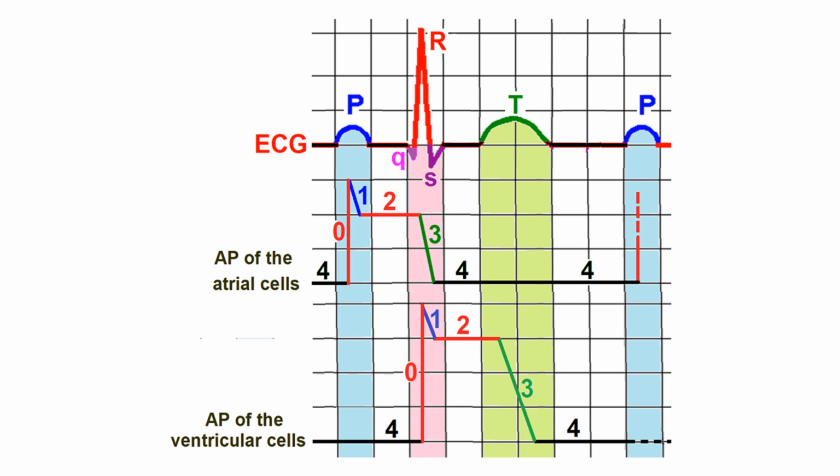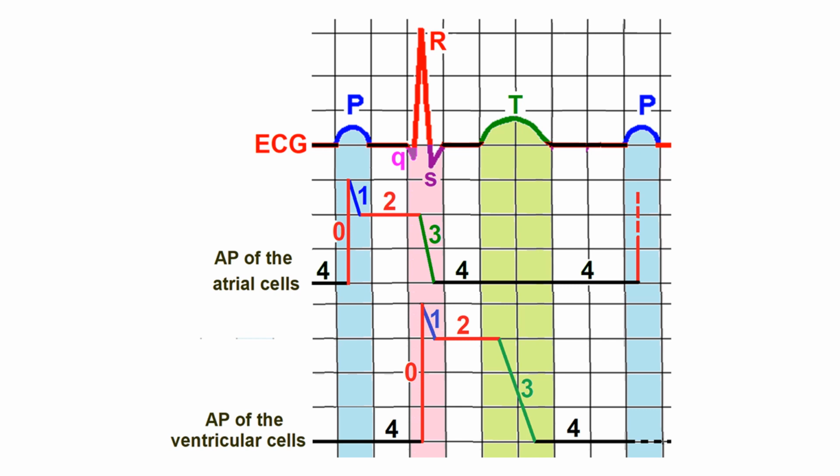The QRS complex corresponds to phase 3, final repolarization, of the action potentials of atrial cardiomyocytes and phase 0, fast depolarization, and phase 1, initial repolarization, of the action potential of ventricular cardiomyocytes. The ST segment corresponds to phase 4, resting potential, of the action potentials of atrial cardiomyocytes and phase 2, plateau, depolarization state, of the action potential of ventricular cardiomyocytes.